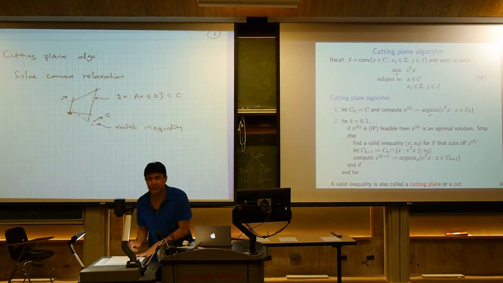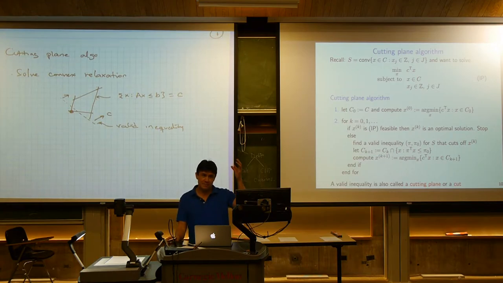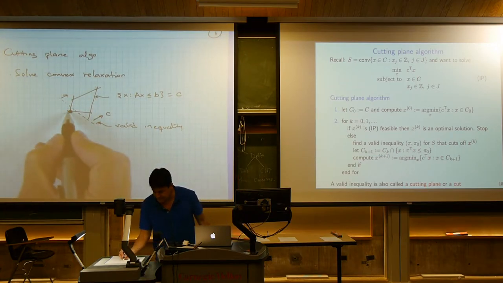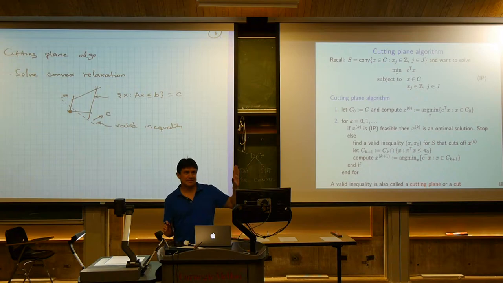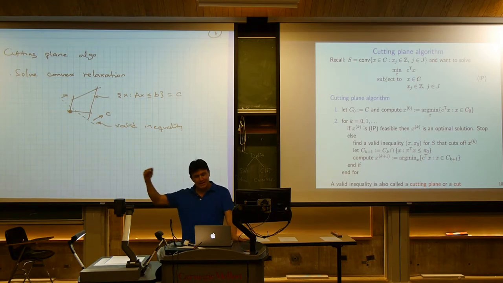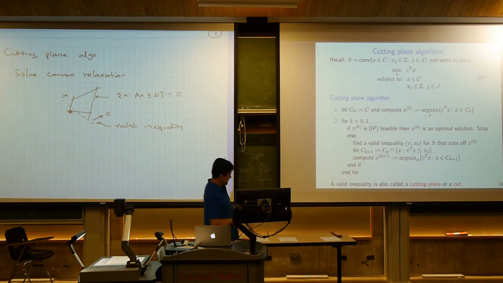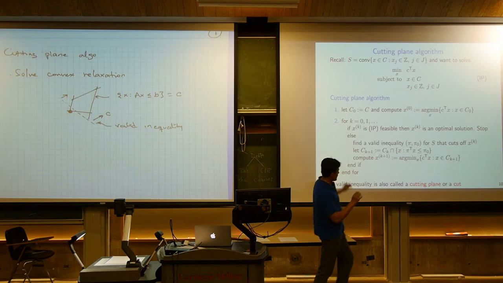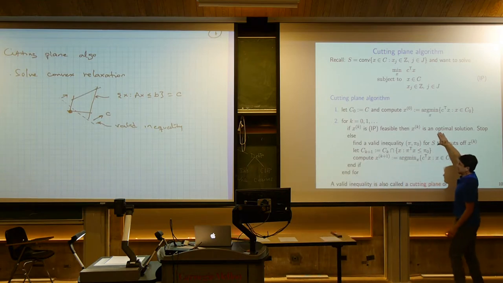A valid inequality for the convex hull of the feasible points that cuts off this point. And then we resolve. And we keep adding valid inequalities until eventually we get a solution. So the algorithm essentially is something like what is described here.